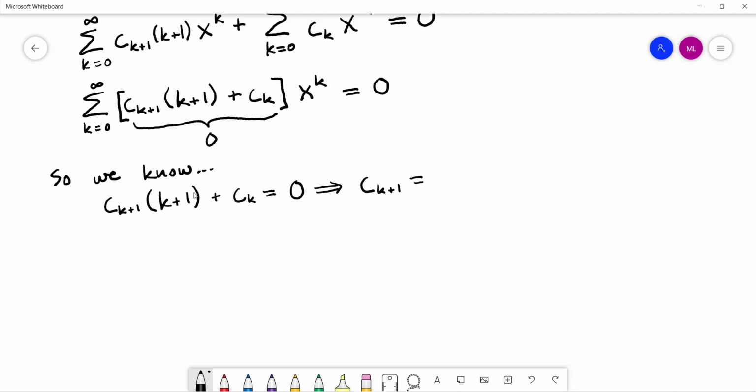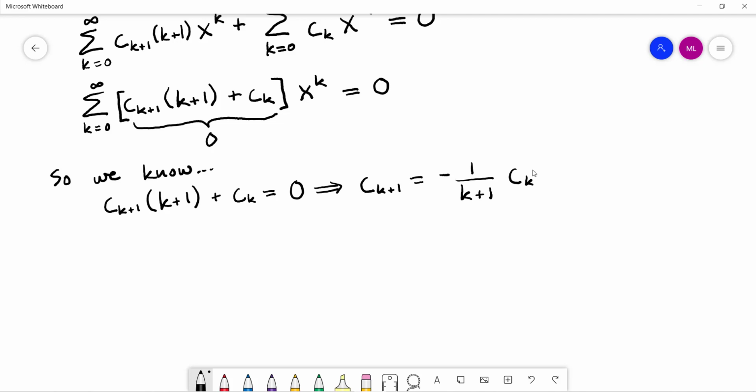And by doing that, I would need to subtract this off to the other side and then divide by k plus 1. So I'm going to get negative c, in fact, let's write it this way, negative 1 over k plus 1 times c sub k. So again, all I've done is move the c sub k over to the other side, so it now has a minus sign, and then divide by k plus 1. And I get what's called a recursion relationship.